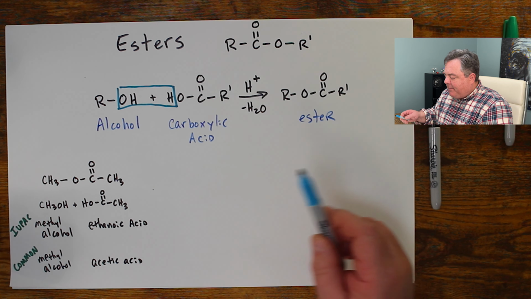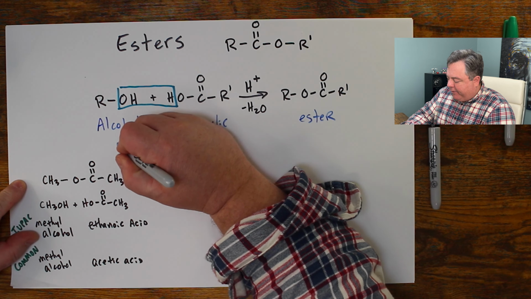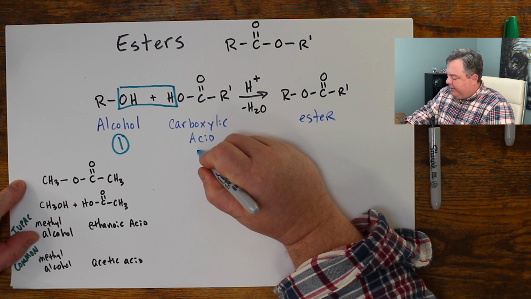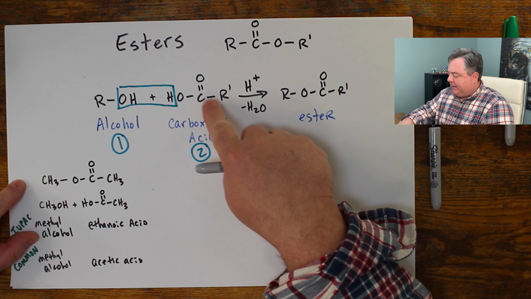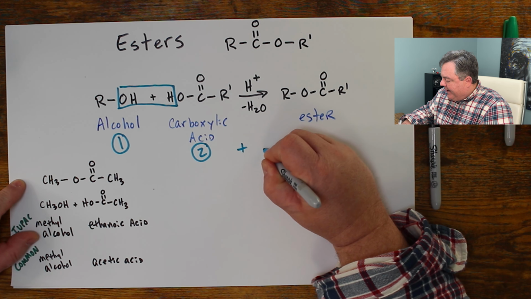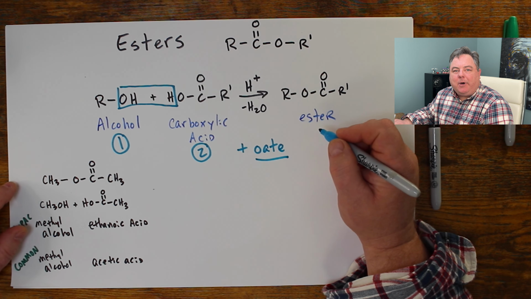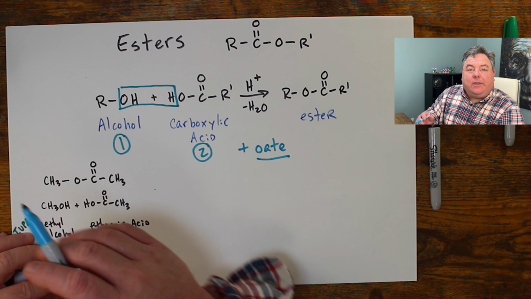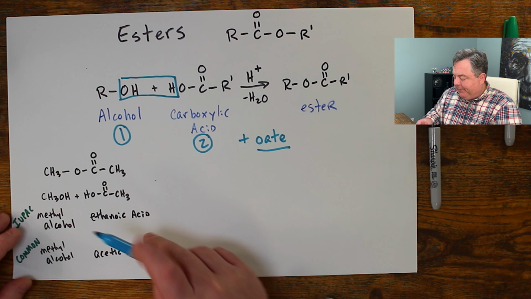Now, how you name esters is first you have to look at the alcohol part of the ester, and then second you look at the carboxylic acid part of the ester, and then you add ate, or O-A-T-E, on the very end of the molecule name, the suffix of the molecule's name. So let's take a look at one example.